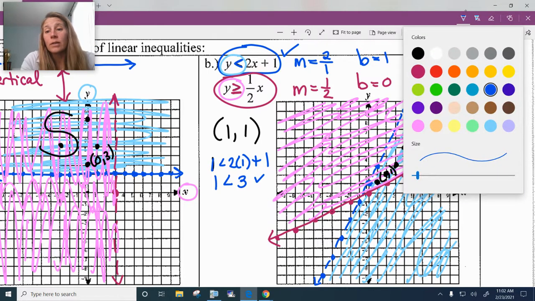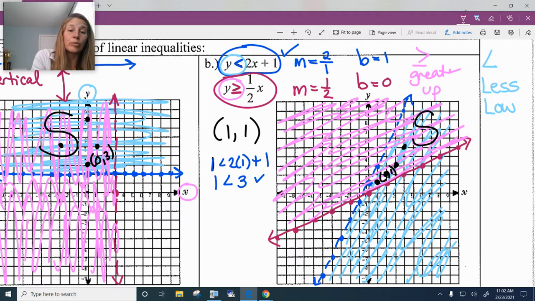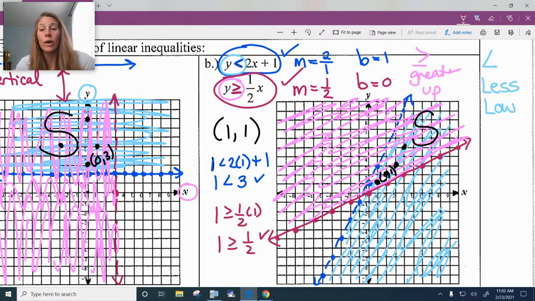Now I'm going to check the second inequality. I'm going to put in my 1 for y and my 1 in for x. So I have 1 is greater than or equal to 1/2, which is true, so it works for that one as well. That tells me that (1, 1) is one of the solutions for this system of linear inequalities, as well as all of the other points in that double shaded section.